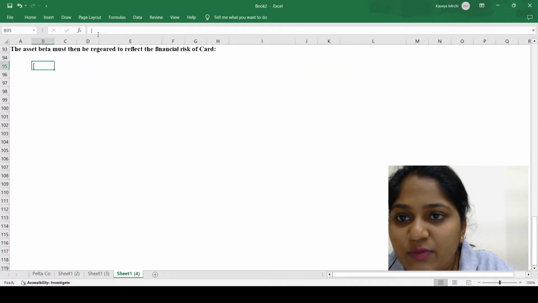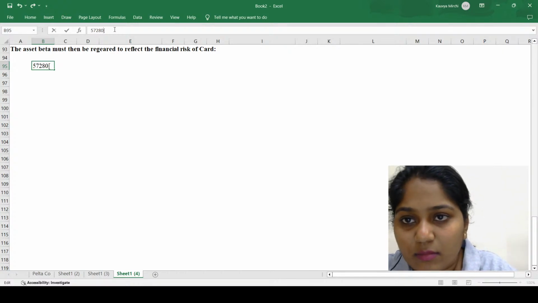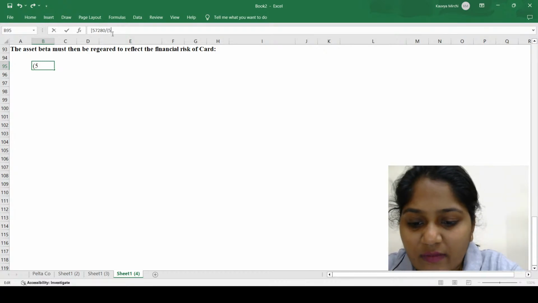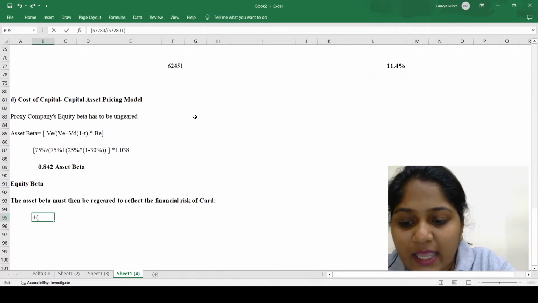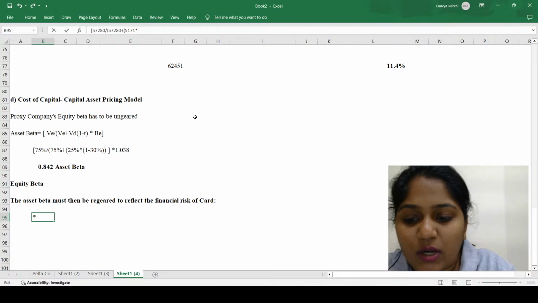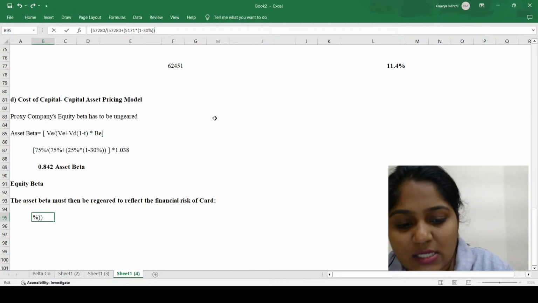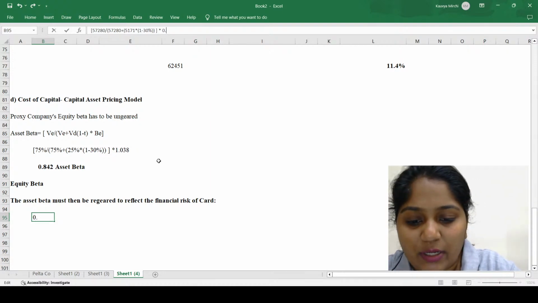What is the value here? The value is 57,280. Let me write that. Open the bracket, 57,280 divided by, again open a small bracket, 57,280 plus, what is the debt there? The debt was 5171, but again 5171 multiplied with what? Multiplied with 1 minus tax rate. 1 minus tax rate is 30 percent. Close the bracket, close two brackets, and close a bigger bracket, multiplied with what? Multiplied with the asset beta that I've calculated, 0.842.